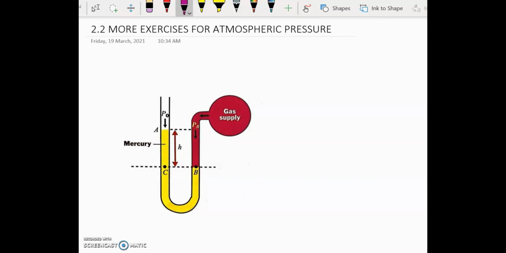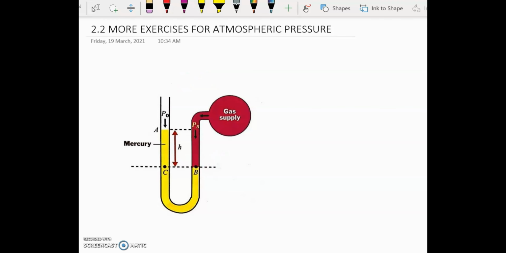Okay, so let's continue with more exercises for this subtopic. You are given a manometer which consists of mercury. One end is open, which is exposed to atmospheric pressure. Another one is connected to gas supply, which means that it experiences pressure from the gas.